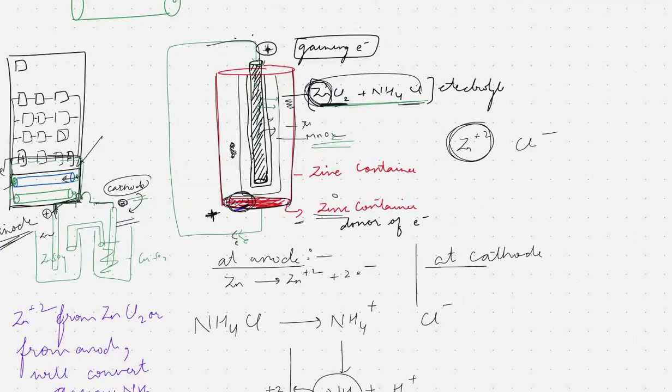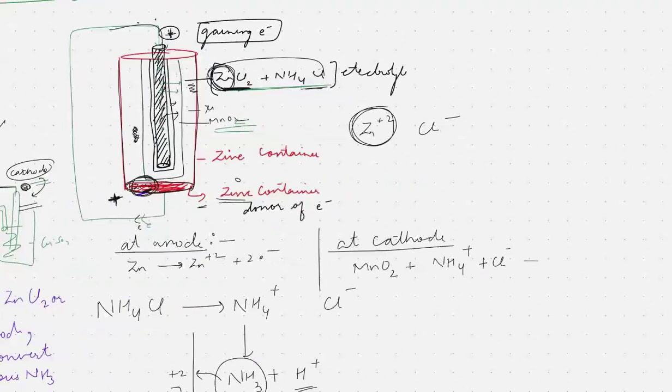So at the cathode, what do we get to see? We get to see MnO2 and we get to see NH4 plus, and NH4 plus and Cl negative. And then what happens? Now understand. You understood that NH4 plus breaks into NH3 and it gives me H plus.